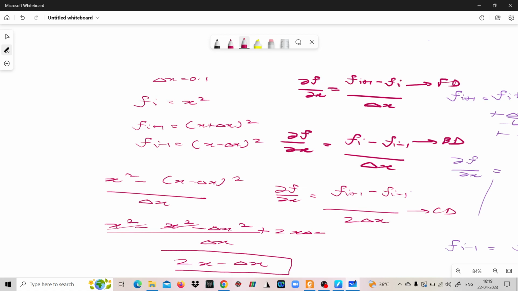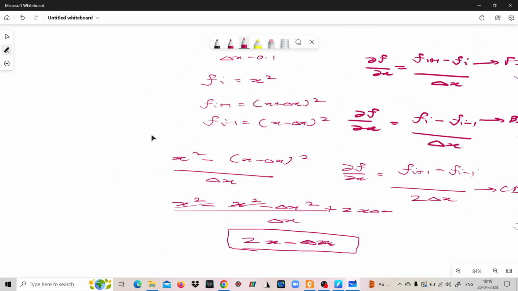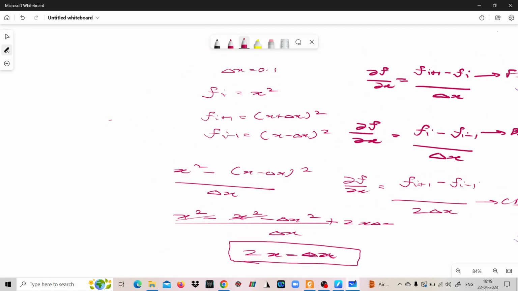Okay, so the actual result was twice x, but now we are getting an error of minus delta x. So you can find the numerical value. The value of delta x is known to you, the value of x is also known to you. Now if we see, the actual answer is twice x, but when you are computing this using finite difference method and following backward difference, you are getting an error of minus delta x, means from the actual value the value will be deficient by an amount of delta x.